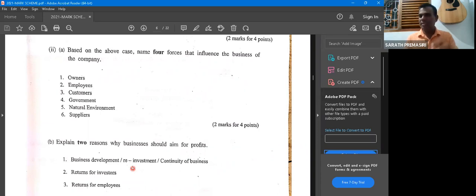And then the business is targeting the development of the business. Business development. So that with the intention of developing the business, with the intention of earning something for the business, with the intention of giving salaries to the employees, the business thinks of earning a profit. Try to understand.